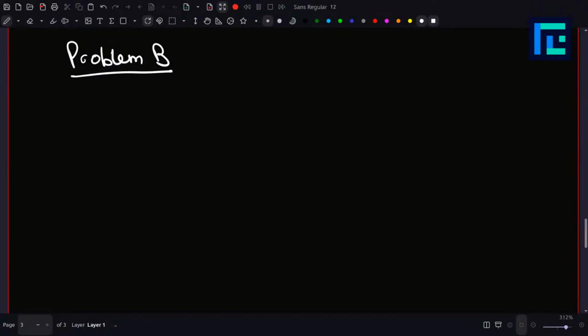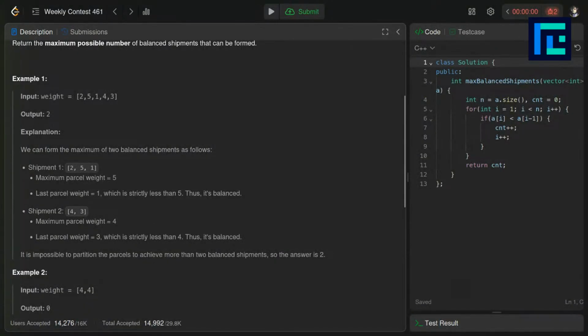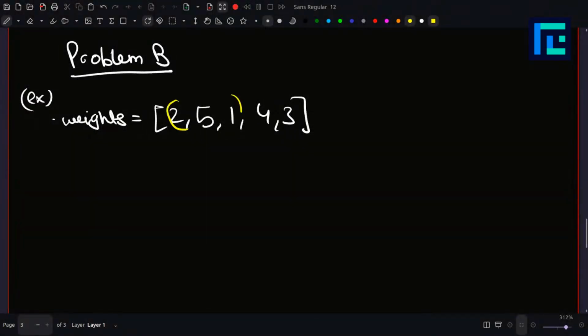Let me just write down the weights. In the example, the weights are 2, 5, 1, 4, 3. As you can see, they have given that the answer is 2. The reason is we can take this as one of our subarrays and this as another. The max over here is 5 and the last element is 1. As you can see, this is greater. Similarly, the max over here is 4, the last element is 3. As you can see, this is greater, right?